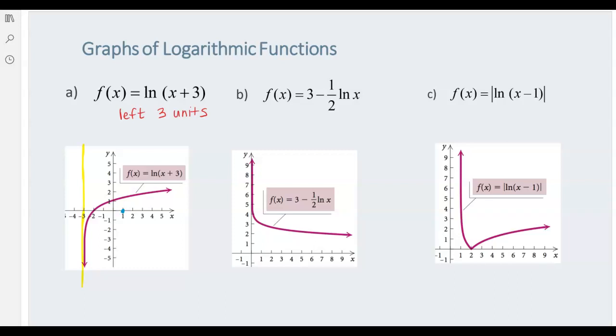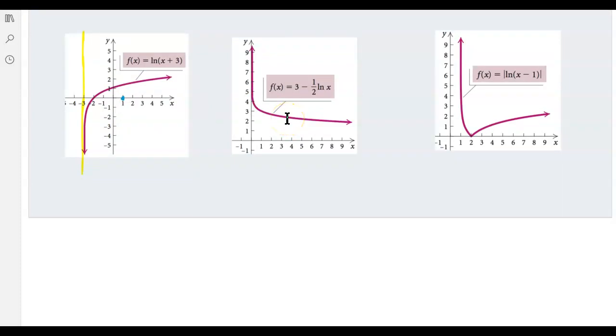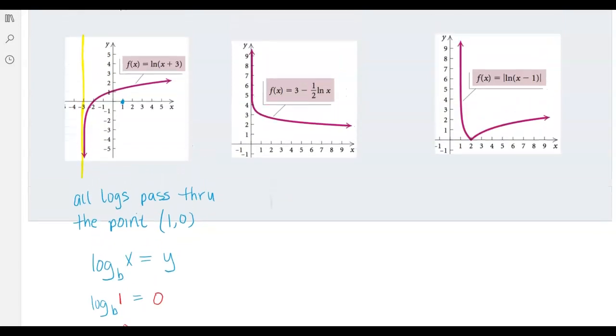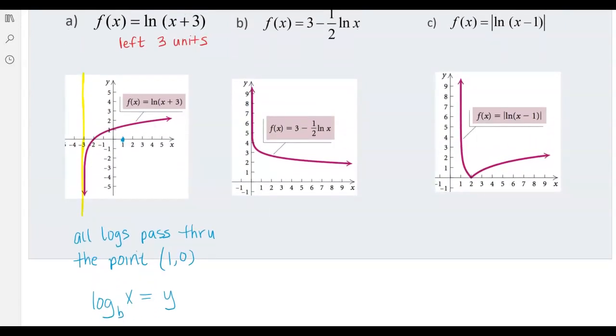Let's see, what does that mean? I'm saying that all logs pass through the point (1, 0). So if I have log base b of x is equal to y, that means that if I put log base b, I'm going to put 1 here for x, and then I'm going to put 0 here for y. It's saying that b, no matter what the base is, raised to the 0 power is equal to 1, and that's always true.